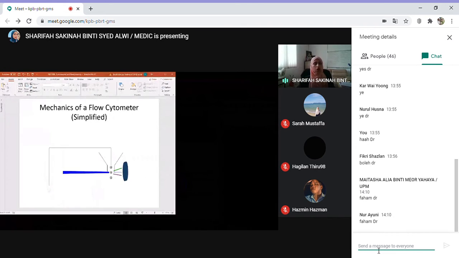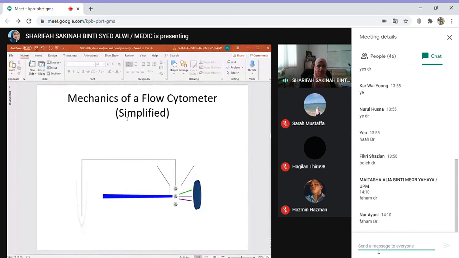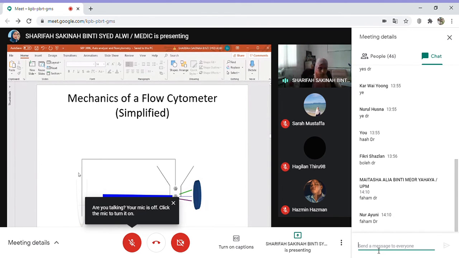Okay, sorry. Alright. So this is the simplified version of a flow cytometer. This is the flow cytometry tube that I told you about, and then it is introduced to the flow cytometer. This is the needle. Put the tube in here. Then the cell will pass through here and reach here.